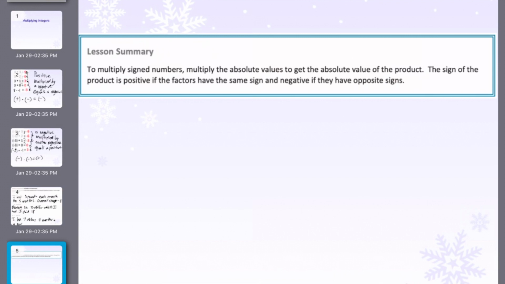In the end, our lesson summary: to multiply signed numbers, multiply the absolute values to get the absolute value of the product. The sign of the product is positive if the factors have the same sign and negative if they have opposite signs. So let's break it down.